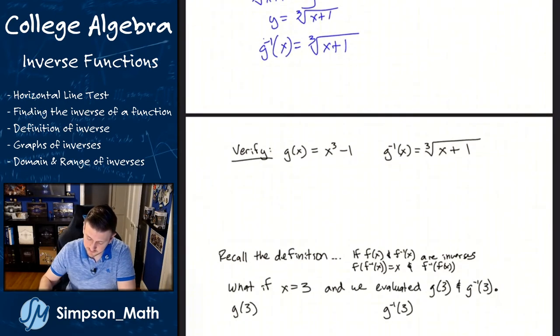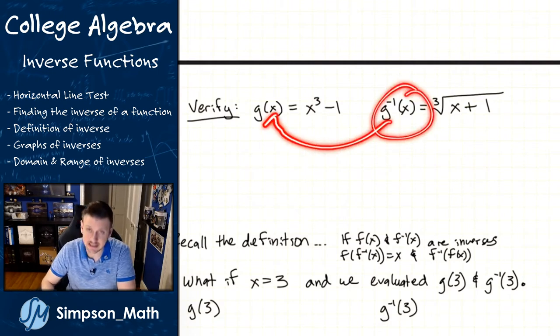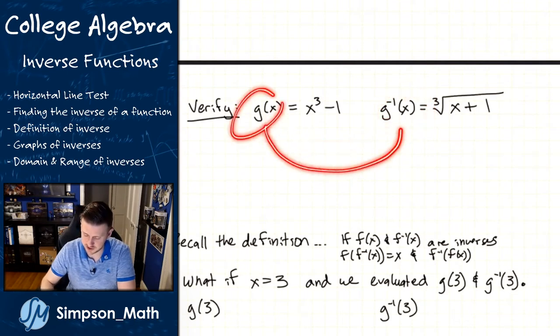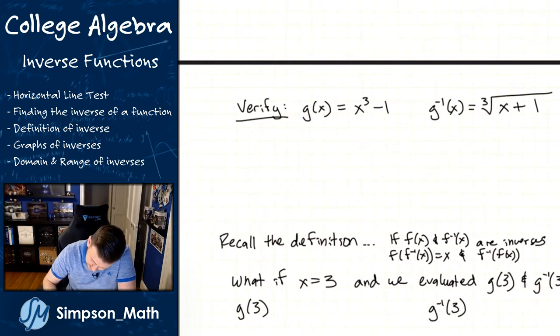Alrighty, so now that we have our g of x and g inverse of x, let's verify that they are inverses by using the definition. So to do that, I'm going to take the g inverse of x and put it inside the g of x, and vice versa, g of x and put it inside its inverse. So we're going to do g of g inverse of x.